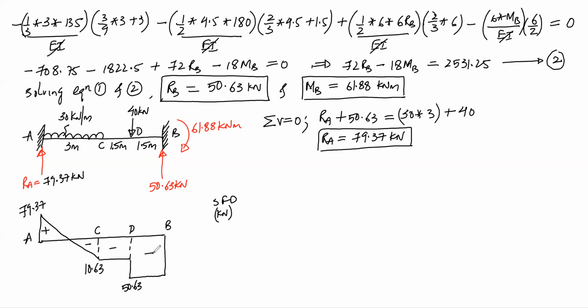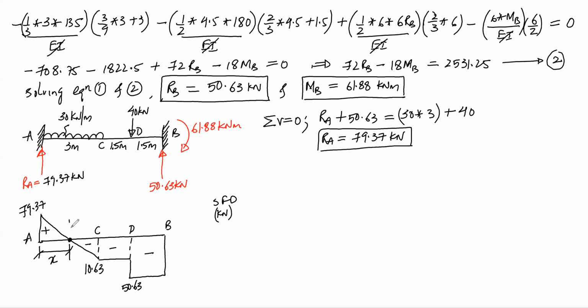Now we know that the maximum positive bending moment should occur somewhere in the UDL region. So we know here at this point the shear force is 0. That is where the bending moment will be maximum. So let us locate this point. Let us consider this distance as x.